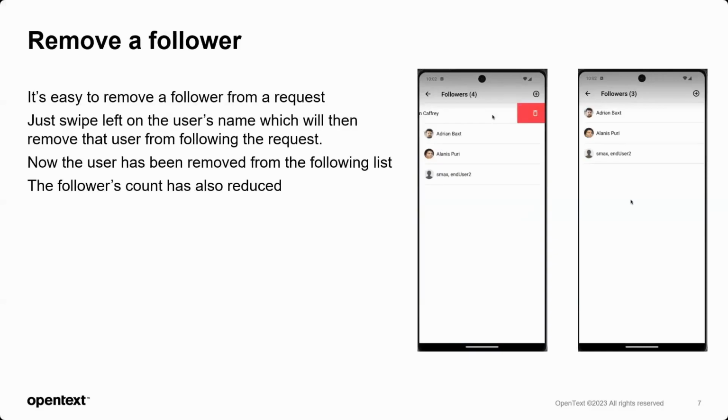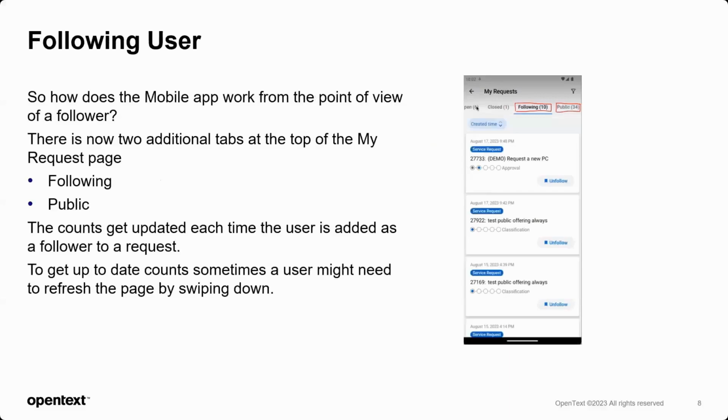So if we were to look at it from a following user, how does the mobile app work from the point of view of a follower? There are now 2 additional tabs at the top of my request page, Following and Public, which are highlighted here. Originally in the mobile app there was only the open and close, so now 2 new tabs have been added. The counts get updated each time the user is added as a follower to a request.